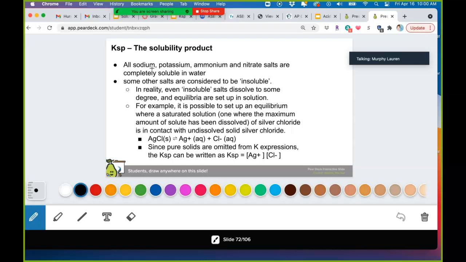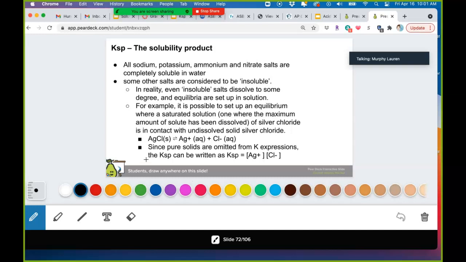So our insoluble salts, instead of a one-way arrow, are going to go to equilibrium. Because they only ionize slightly, we write them with an equilibrium arrow instead of a one-way arrow. And because of that, we can write an equilibrium expression for them. So write K equals products over reactants raised to their respective coefficients.